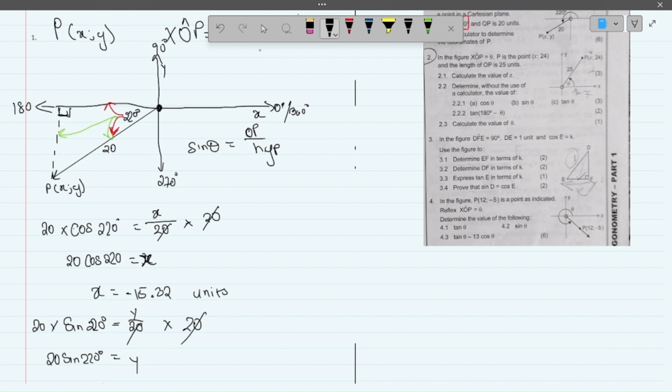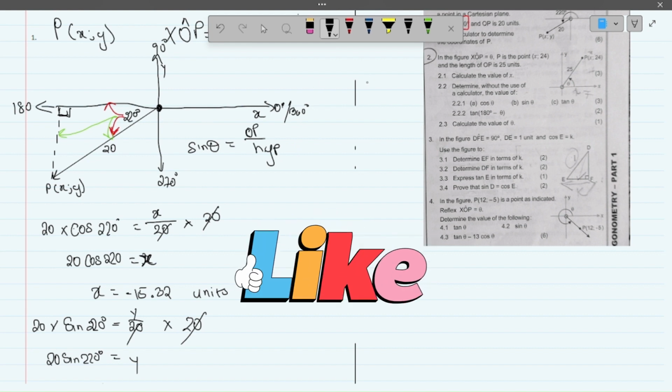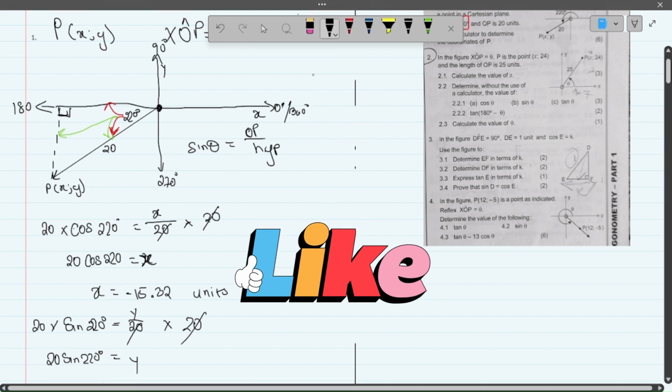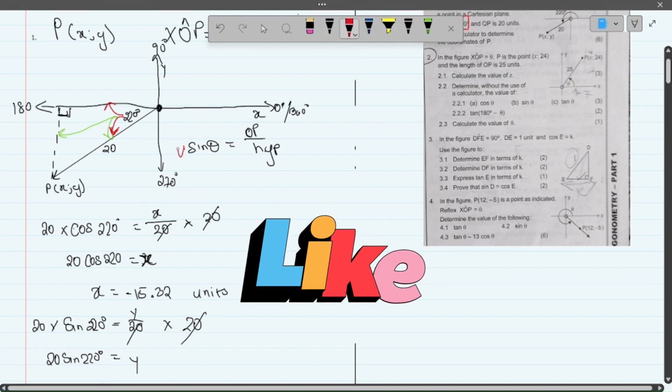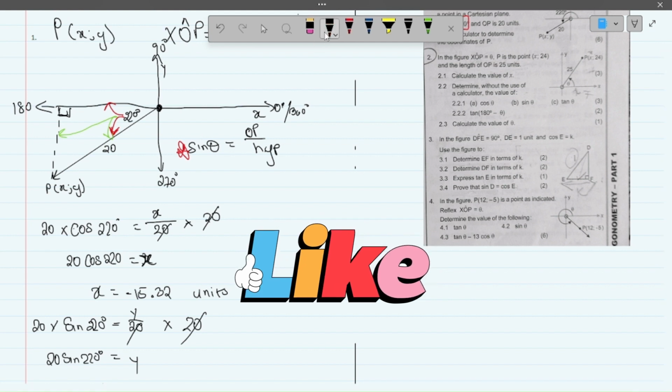Like we can use the sine rule or the cos rule. But focusing on the content of this video, we're going to focus on what we are supposed to know. As time goes on, I'll try to explain the sine rule and the cos rule, guys. So for this type of question, you need to understand the ratios.